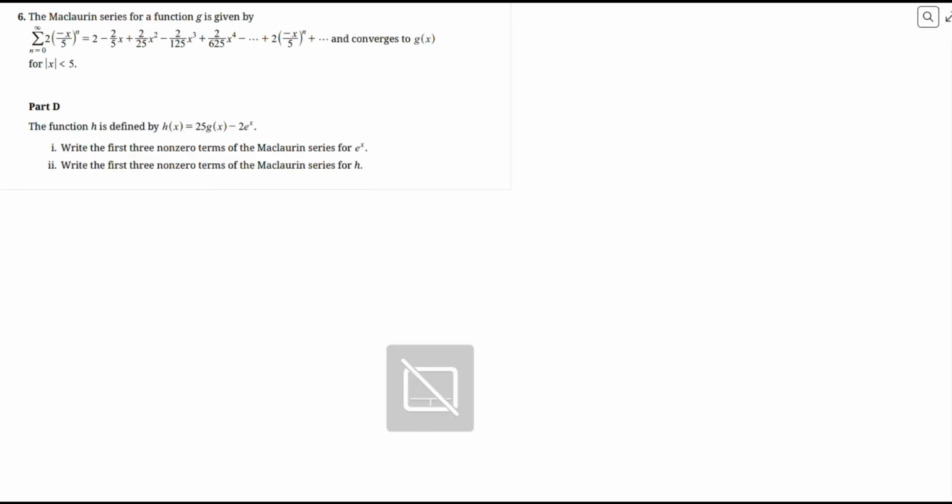Okay, so this is the final part of our Maclaurin series question. This is actually split into two parts, part 1 and part 2. So the first part is asking us to write the first three non-zero terms of the Maclaurin series for e to the x. Now, we should all have this memorized because this is a very important Maclaurin series, okay? So it is e to the x, approximately 1 plus x plus x squared over 2.